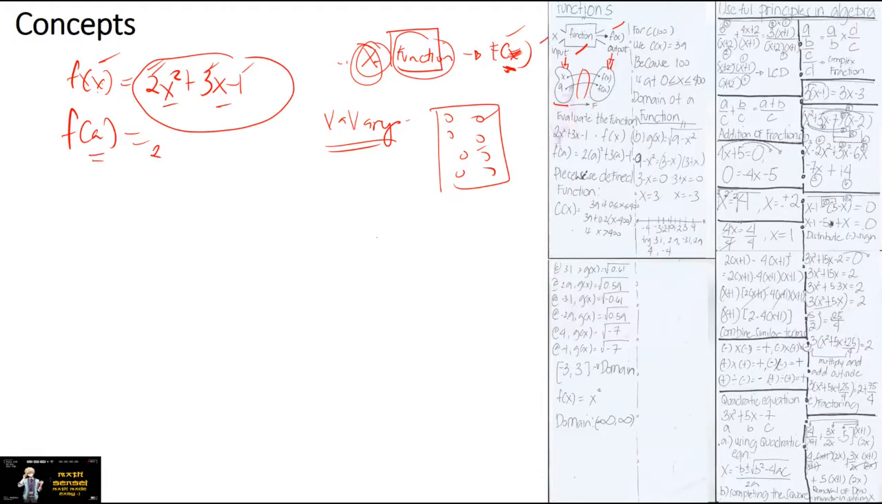Try nating i-substitute dun sa mga x. Para mas madali nating maintindihan, pag pinalitan mo ng a yung mga x, papalitan mo lahat ng x. Ganun na siya kasimple. So 2a squared plus 3a minus 1. Okay, so yun.